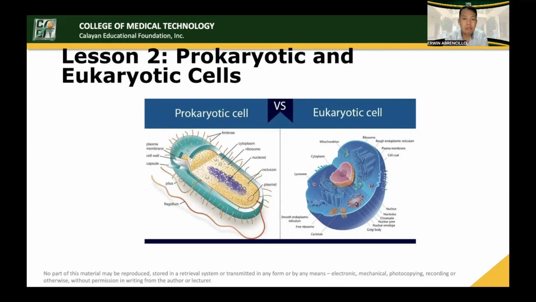So cytoplasm, ribosome, and then there are a lot of differences. So the ones that I have mentioned a while ago. All right. So including DNA, by the way, no. So there is DNA in prokaryotic cell, and there is also DNA in the eukaryotic cell.